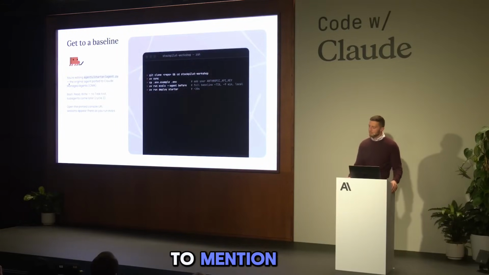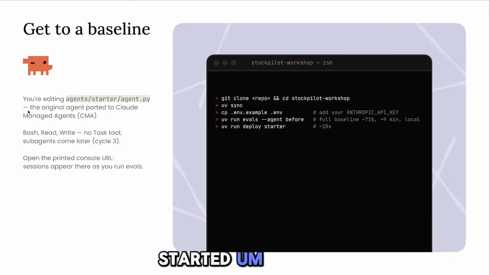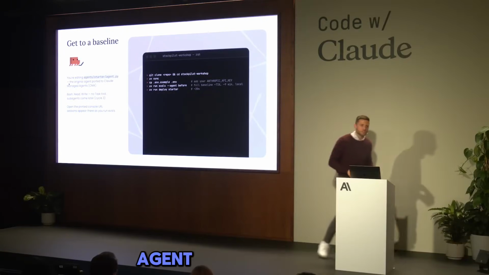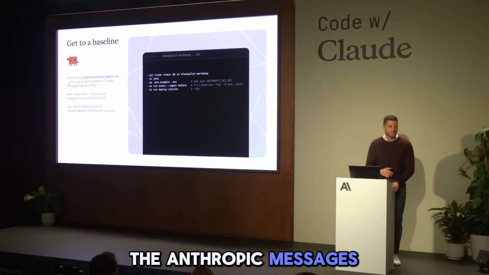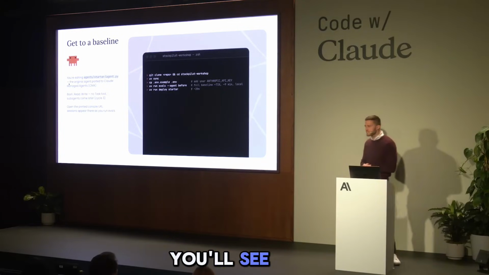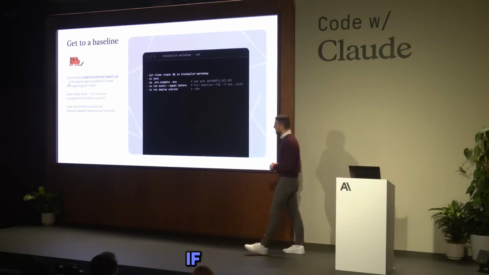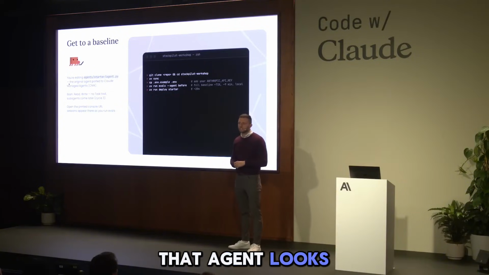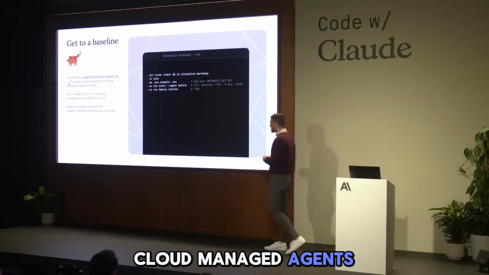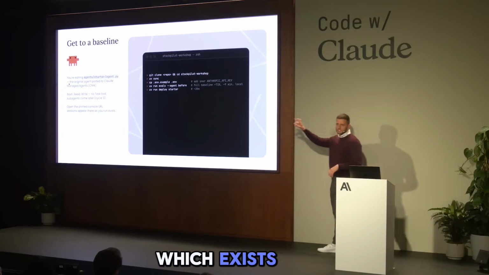There's one thing that I forgot to mention for you as you get started. Within the repo folder, there's 2 different folders that you'll see. There's a before folder, and then there's a starter folder. Those contain 2 separate agents. So if you want to view the messages API version of the agent, again, this is just me building my own agent loop and my own agent harness around the Anthropic messages API to invoke Claude. You'll see that within the before folder. If you want to view what that agent looks like when deployed on Claude managed agents, you can look in the starter folder, which exists right below that.